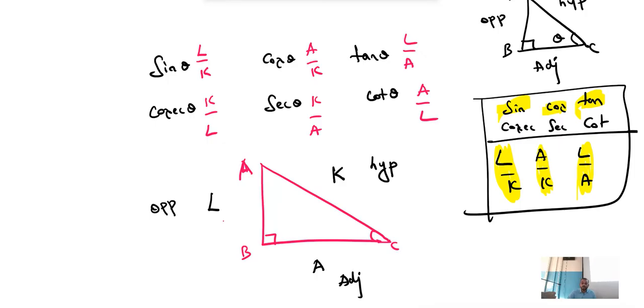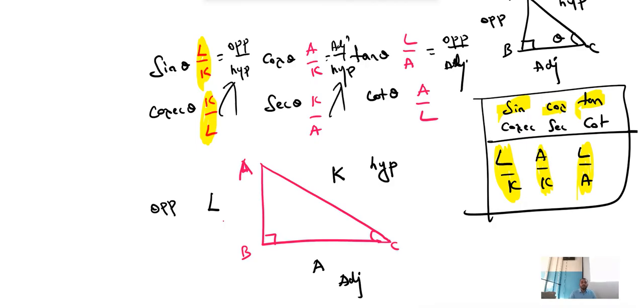But in the exam, you people don't write L by K or K by L. That is only for your understanding. When you write the formula, you should write L means opposite, K means hypotenuse. Cos theta is A by K for understanding, but when writing, adjacent by hypotenuse. Tan theta is L by A, but for writing, opposite by adjacent. Similarly, cosecant theta is hypotenuse by opposite, secant theta is hypotenuse by adjacent, cot theta is adjacent by opposite.